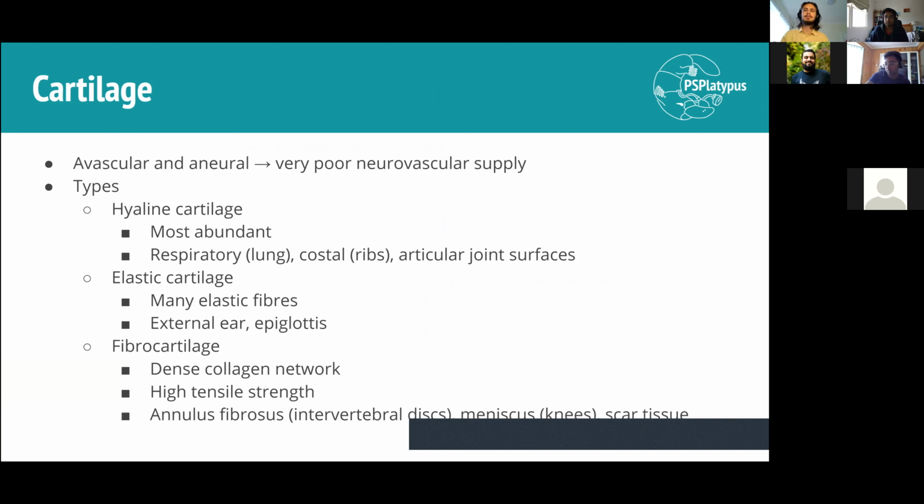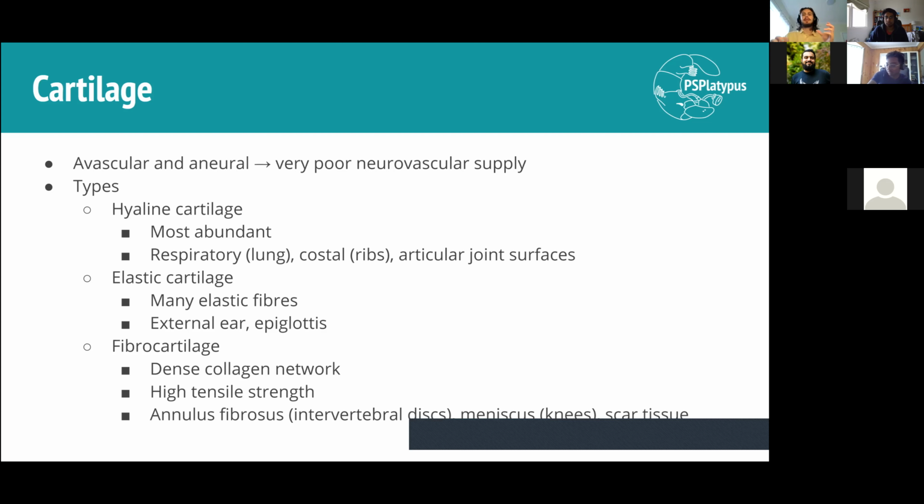So you've got hyaline cartilage, and that's the most abundant type of cartilage. You'll find it in many places, including especially the lungs. In the ribs, you have costal cartilage, and on articular joint surfaces to reduce friction and enable that smooth gliding function as we have our bones almost touching one another. You need the cartilage to enable that smooth, seamless articulation, and so hyaline cartilage performs that function.